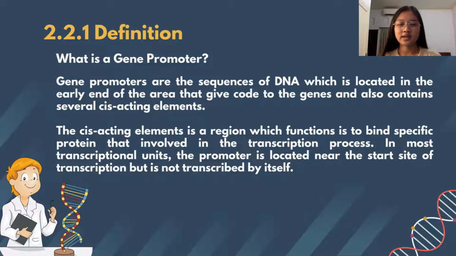Gene promoters are sequences of DNA which are located in the early end of the area that codes for the genes, and also contain several cis-acting elements. The cis-acting elements are regions whose function is to bind specific proteins that are involved in the transcription process. In most transcriptional units, the promoter is located near the start site of transcription but is not transcribed itself.